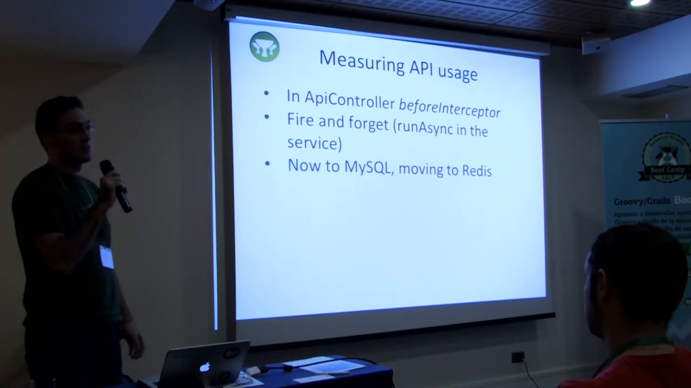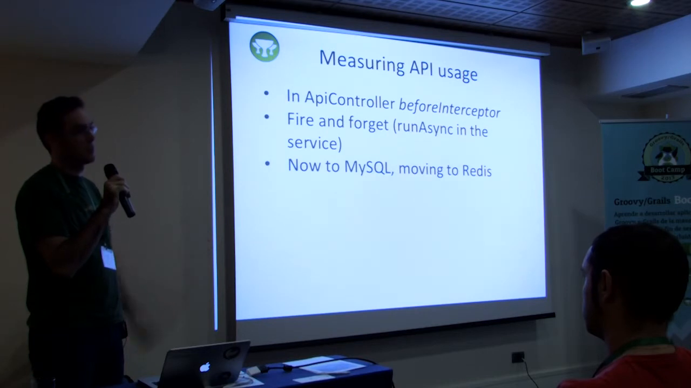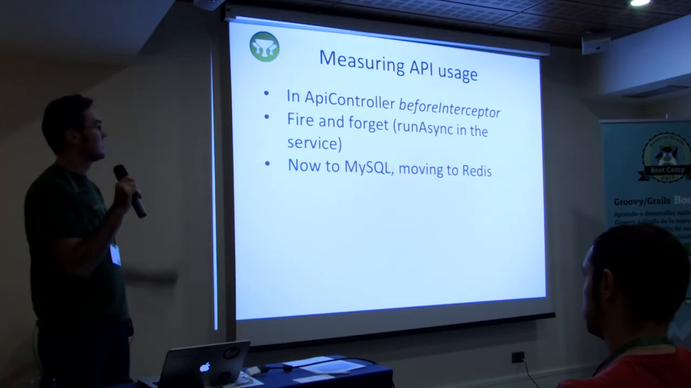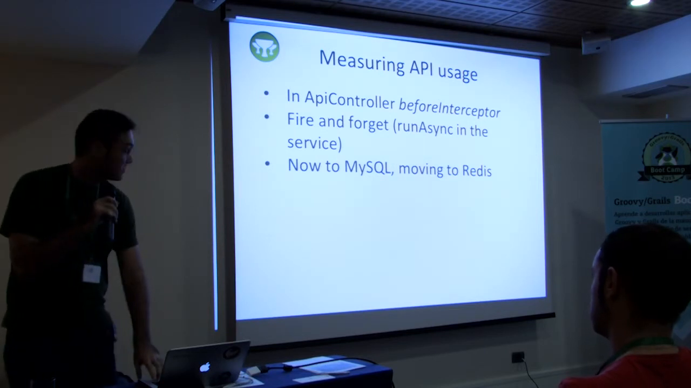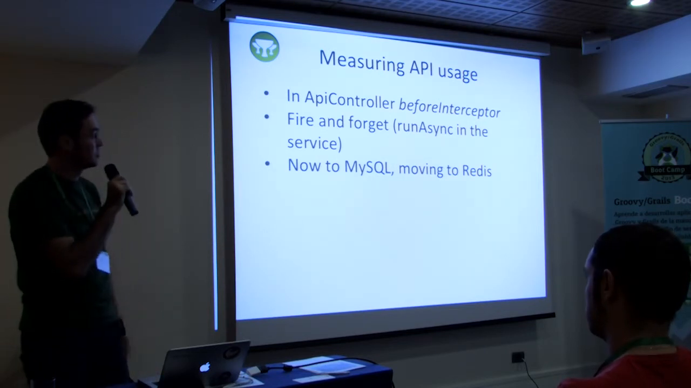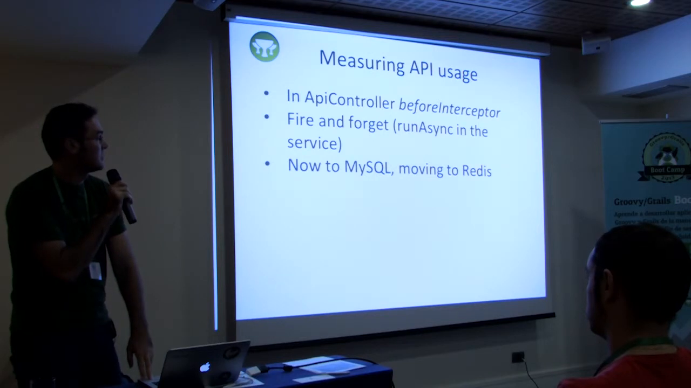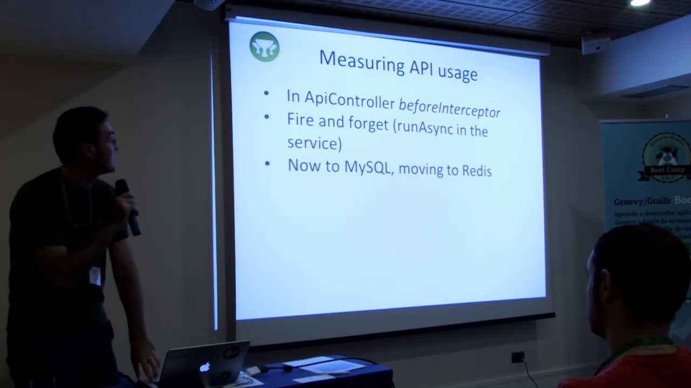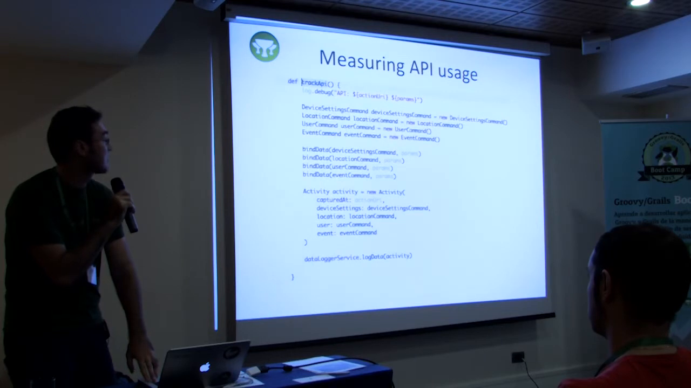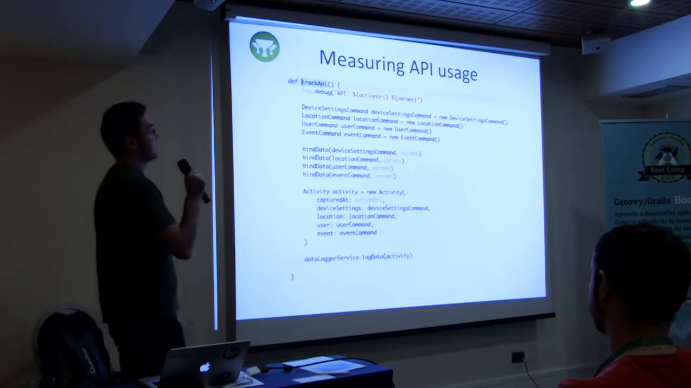And we store that in MySQL. Then we have a worker in the background doing the calculations to compute the metrics. And now we are moving to Redis. We are also evaluating Cube, a tool by Square. It's based on MongoDB. And this is one thing we really want to improve.